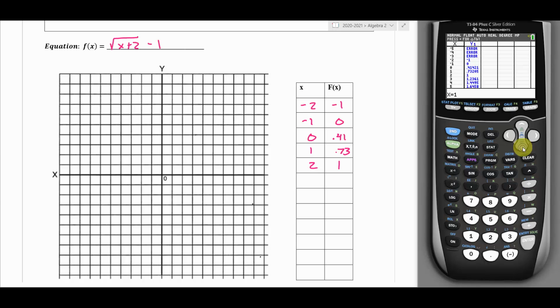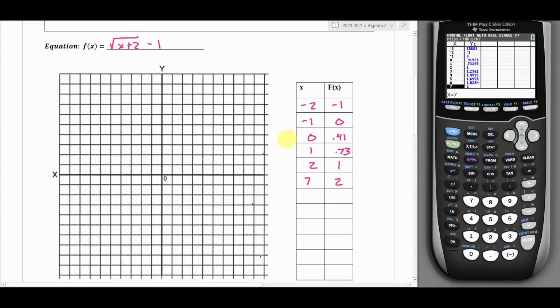But I want that last point that I get to be a point that's got integers in it, so no decimals. So I'm just going to skip over these few, and I'm going to go right to 7, 2. Okay? And that's really all I need. I just need a few points to put on my table, so that way I can take those points and plot them on my graph.